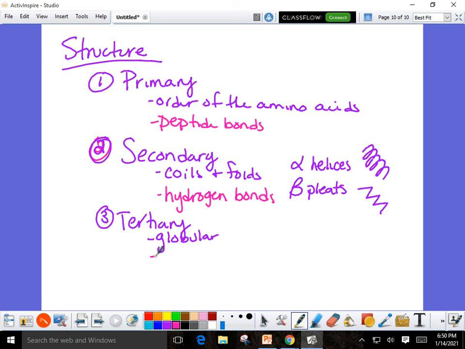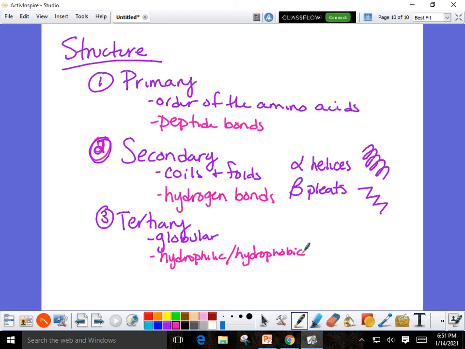It is caused by, really, those R groups that are hanging off of amino acids. So it's hydrophilic versus hydrophobic.